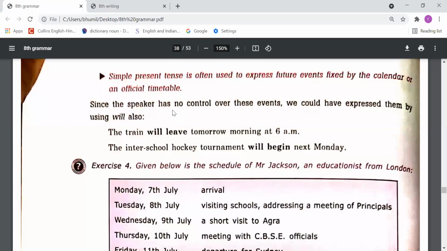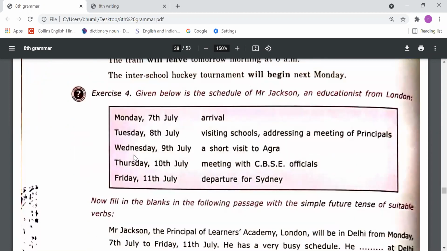If I say the train will go at 6 tomorrow, for this action I can use simple future and simple present also, like the train will leave tomorrow morning at 6 a.m. or we can also say the train leaves tomorrow morning at 6 a.m.